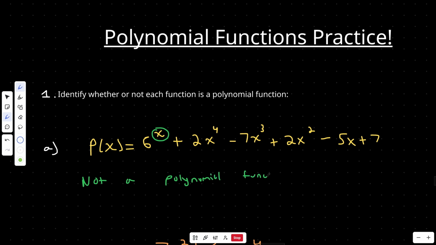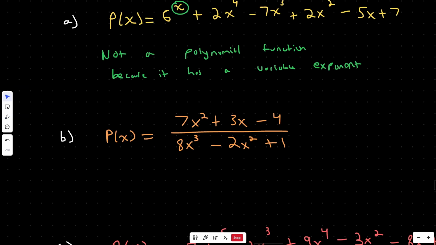function because it has a variable exponent. And there we go. So basically for polynomial functions, you can't have a variable exponent, otherwise it's not classified as a polynomial function. So let's move on to part B.